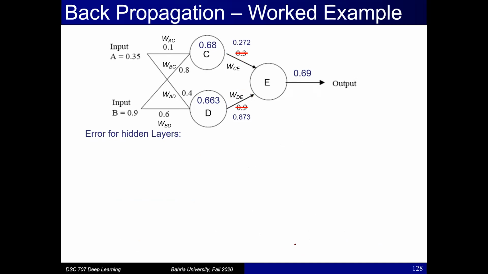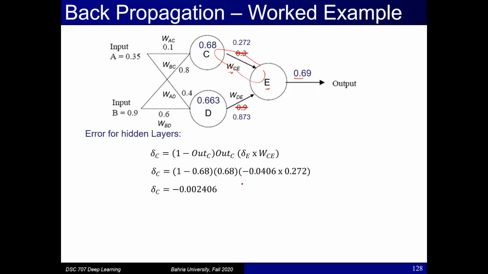Now, for the hidden layer, you know that you have the error at this layer. As I told you, since you don't know what the error is here, you propagate this error backwards. And how do you propagate? Now you have one single link. This is the link. So you multiply the error which was here with this weight, and that would be the error at neuron C.